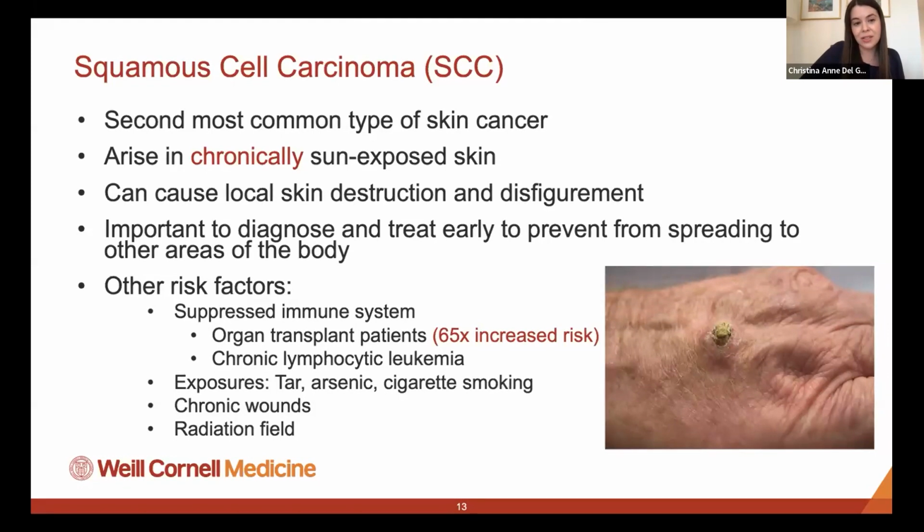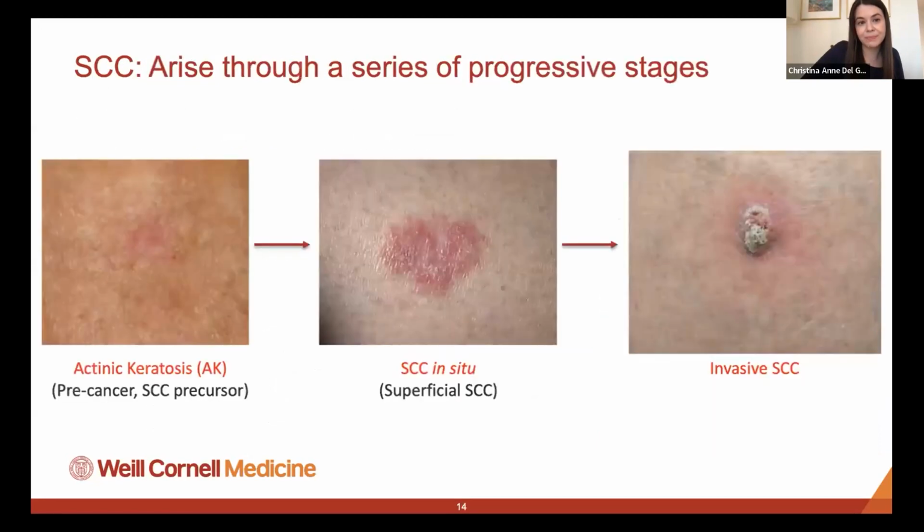So as we've discussed, the sun is the biggest risk factor for squamous cell carcinoma, but there are some other things that put people at risk for squamous cell, as well as other cancers. A suppressed immune system is one of the major risks. Organ transplant recipients have a 65-fold increased risk for squamous cell carcinoma compared to the general population. And then certain types of leukemia, certain types of chemical exposures, even chronic wounds or a radiation treatment field can also be risk factors.